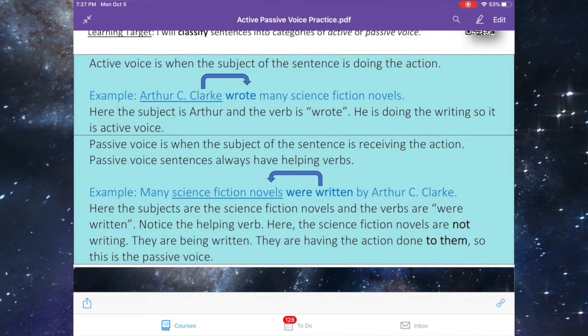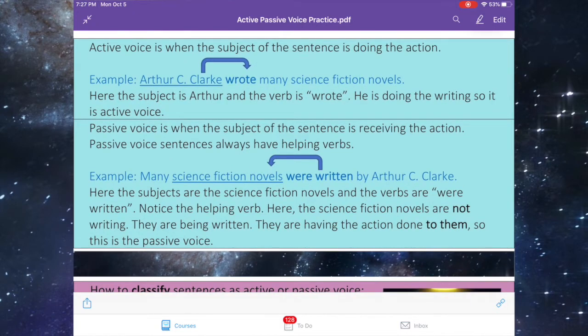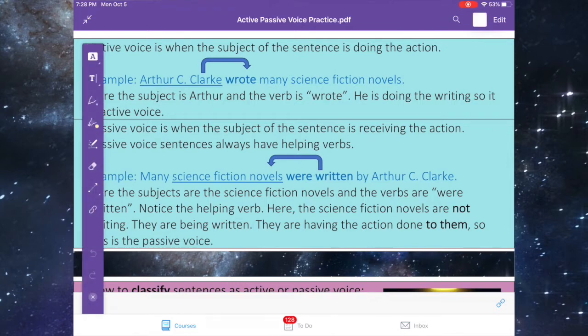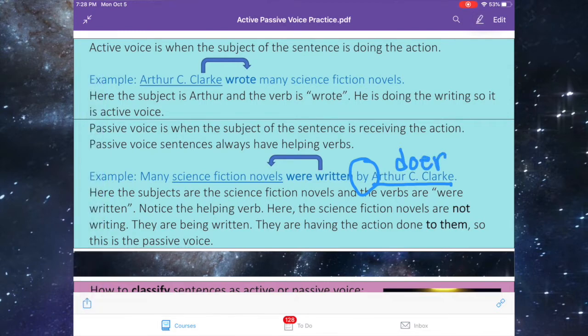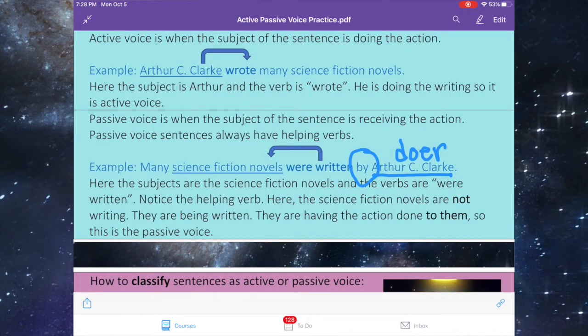I could take that same sentence and rearrange it to create a passive voice sentence. Passive voice is when the subject of the sentence is receiving the action. Passive voice sentences always have helping verbs with the main verb. Here's an example. Many science fiction novels were written by Arthur C. Clarke. Here we have a helping verb, were, and our main verb, written. In our subject, the science fiction novels are receiving the action. The action is being done to them by Arthur C. Clarke. Often, not always, but often, we will see by and then a doer at the end of a passive voice sentence. This helps us to understand that the subject is receiving the action.